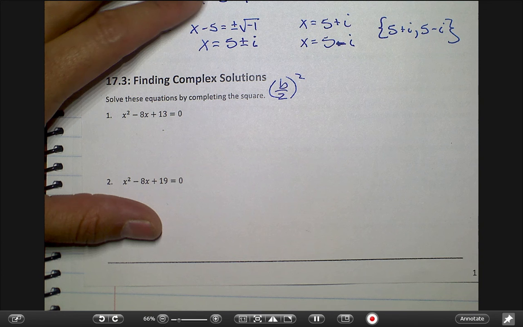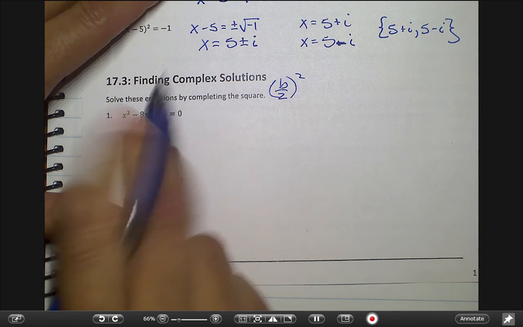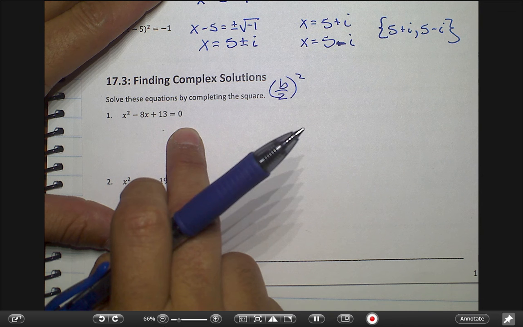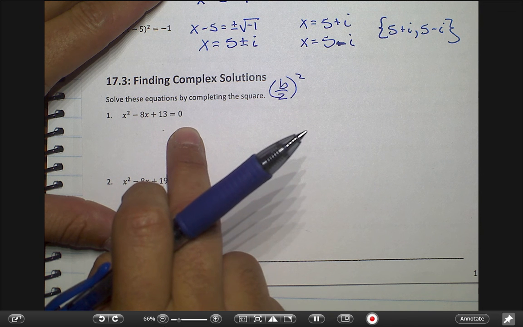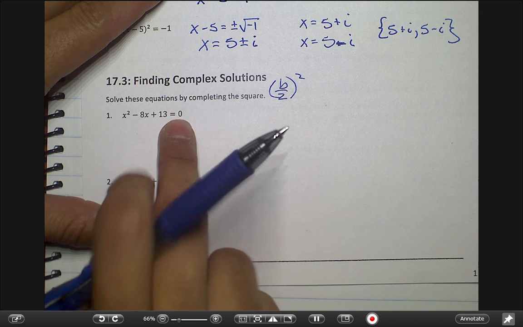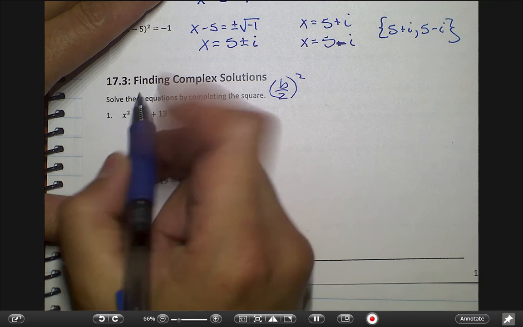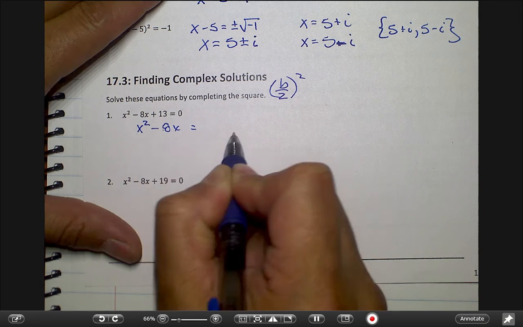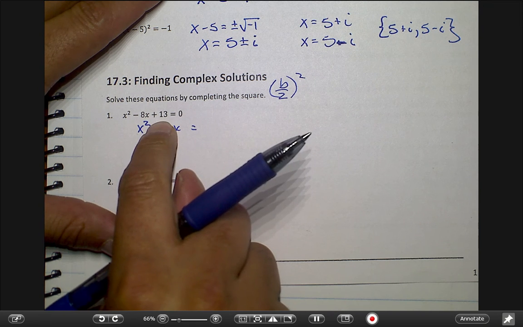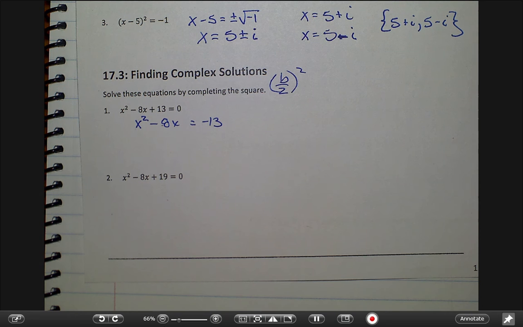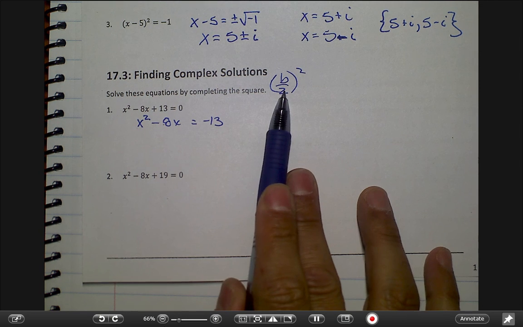Do you guys recall what was the first step to completing the square here? No, not ABC. Move it to the left. In this case, it's to the right, right? Move the C value. So it's going to look like this. x squared minus 8x equals, so I'm going to subtract 13 from both sides. Negative 13. The key part, this is the key. This is the key right here now.